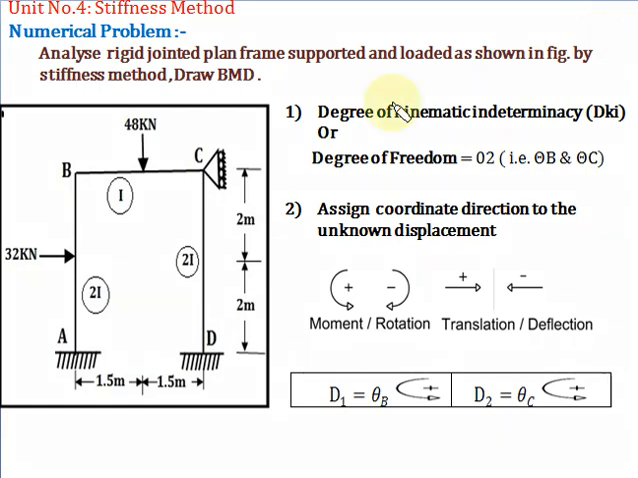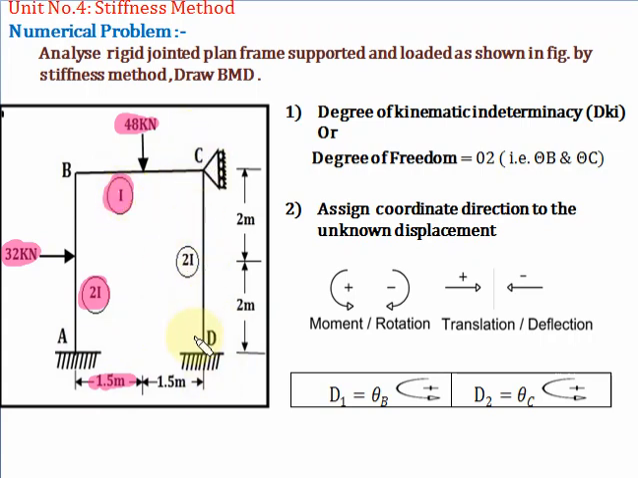Now if you see the frame, the member AB is loaded by a point load of 32 kilonewton, and that point load is acting at the center, and the length of the member is 4 meter. And the moment of inertia of member AB is 2I. The member BC is loaded by a point load of 48 kilonewton. It is also acting at the center, and it is at 1.5 meter from support B. And the moment of inertia is I.